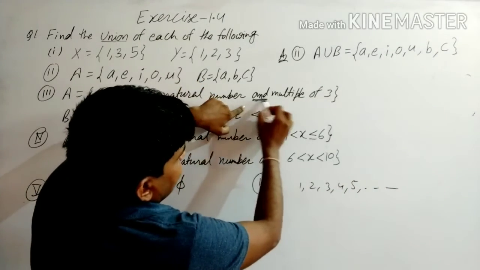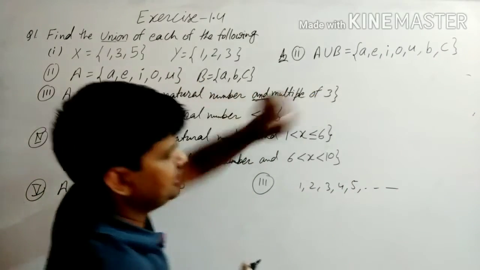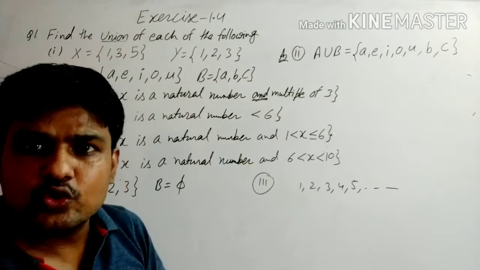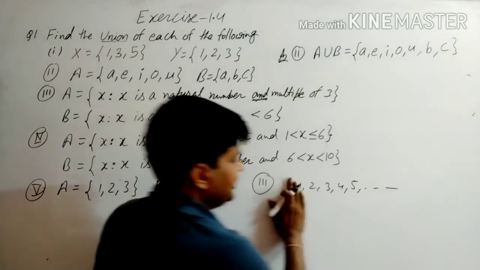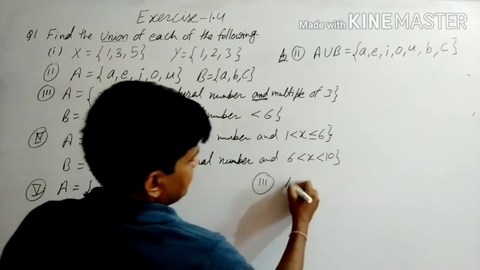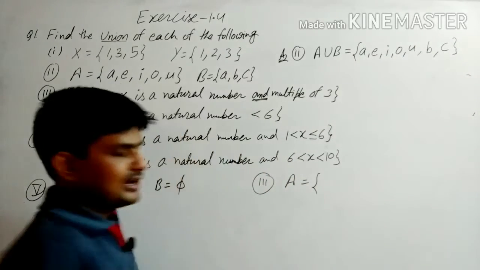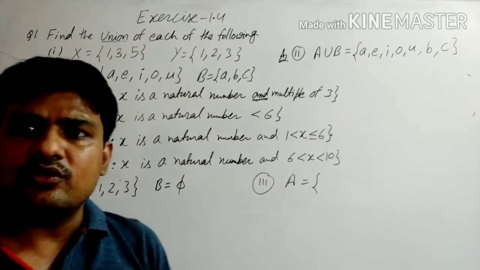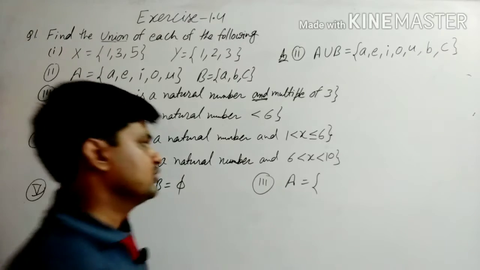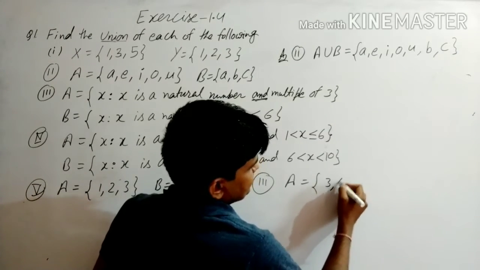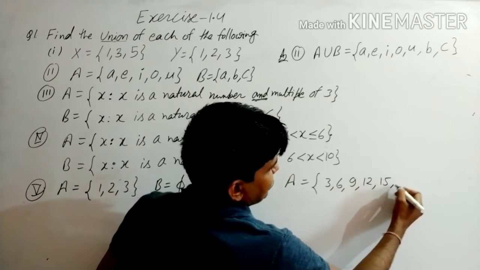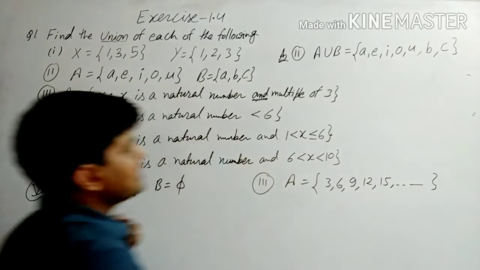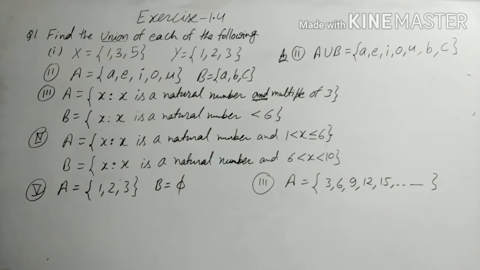And the number should be a multiple of 3. So we write A: write those natural numbers which are multiples of 3. So write here 3, 6, 9, 12, 15 like this. So these are the multiples of 3.